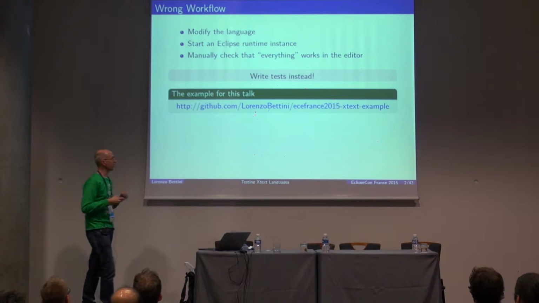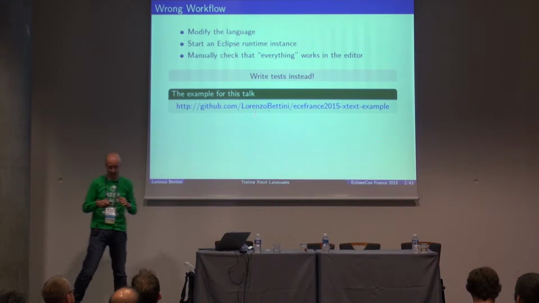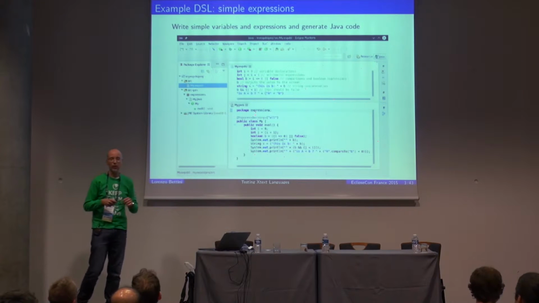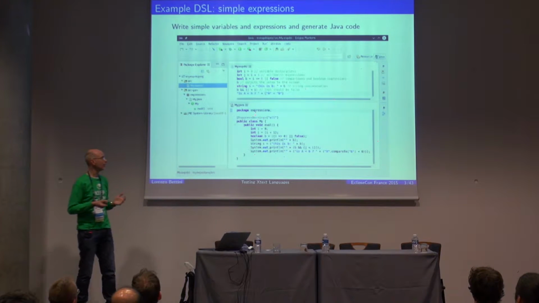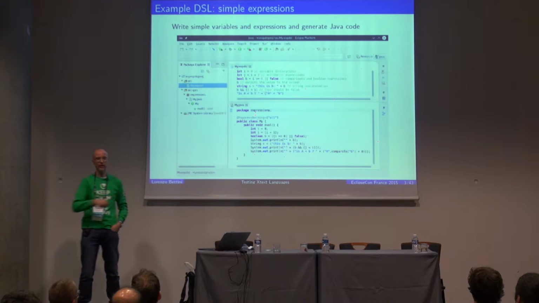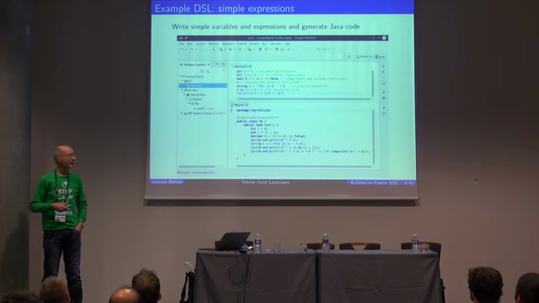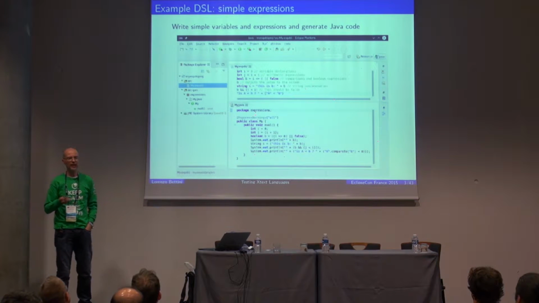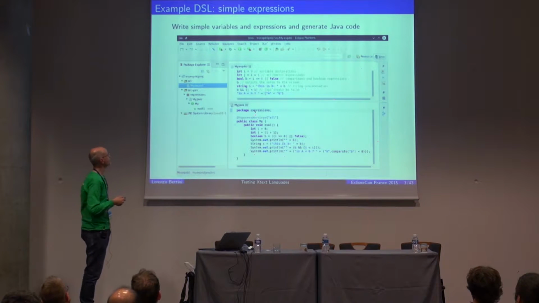I'm going to use an example that you find on GitHub. And I'm going to use this very simple expression language, nothing fancy. You can declare variables and standalone expressions, and then we have some generated Java code from the input language. And that's quite trivial, but still it's a nice use case for testing, okay?